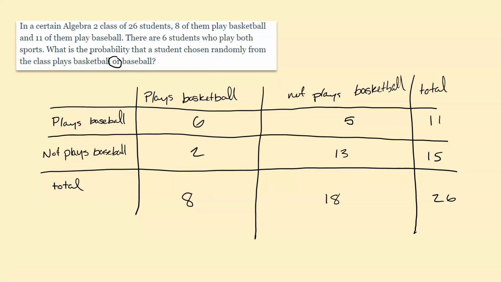So now, what is the probability that a student chosen randomly from the class plays basketball or baseball? So that is the kids who play baseball but not basketball, kids who play both, and also the kids who play basketball but not baseball. So that is 6 plus 5 plus 2, which is 13.